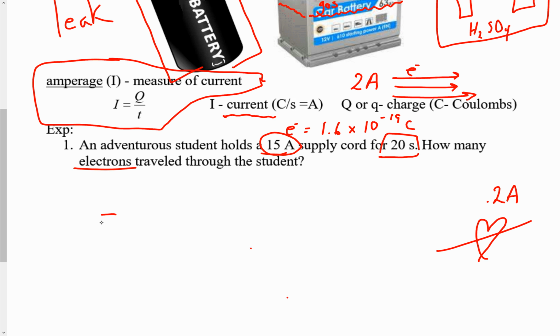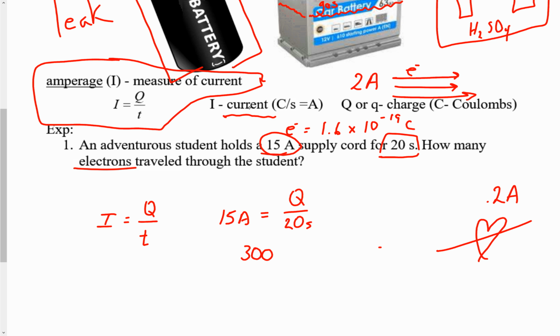So we know that current is equal to basically charge divided by time. And this told us we have a 15 amp current, and it's flowing for 20 seconds. So how many electrons? Now, right off the bat, the math on this is easy. Well, 20 times 15 is 300.